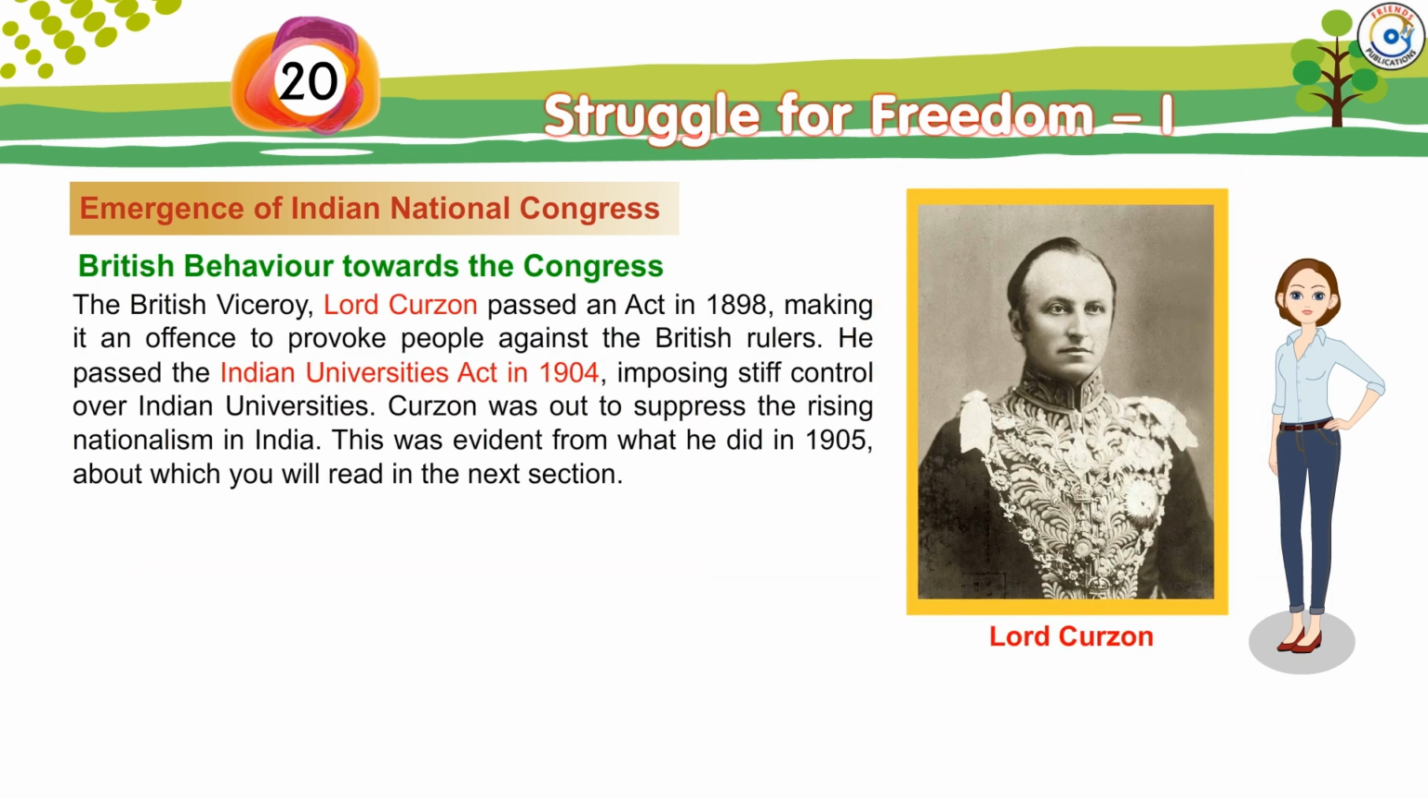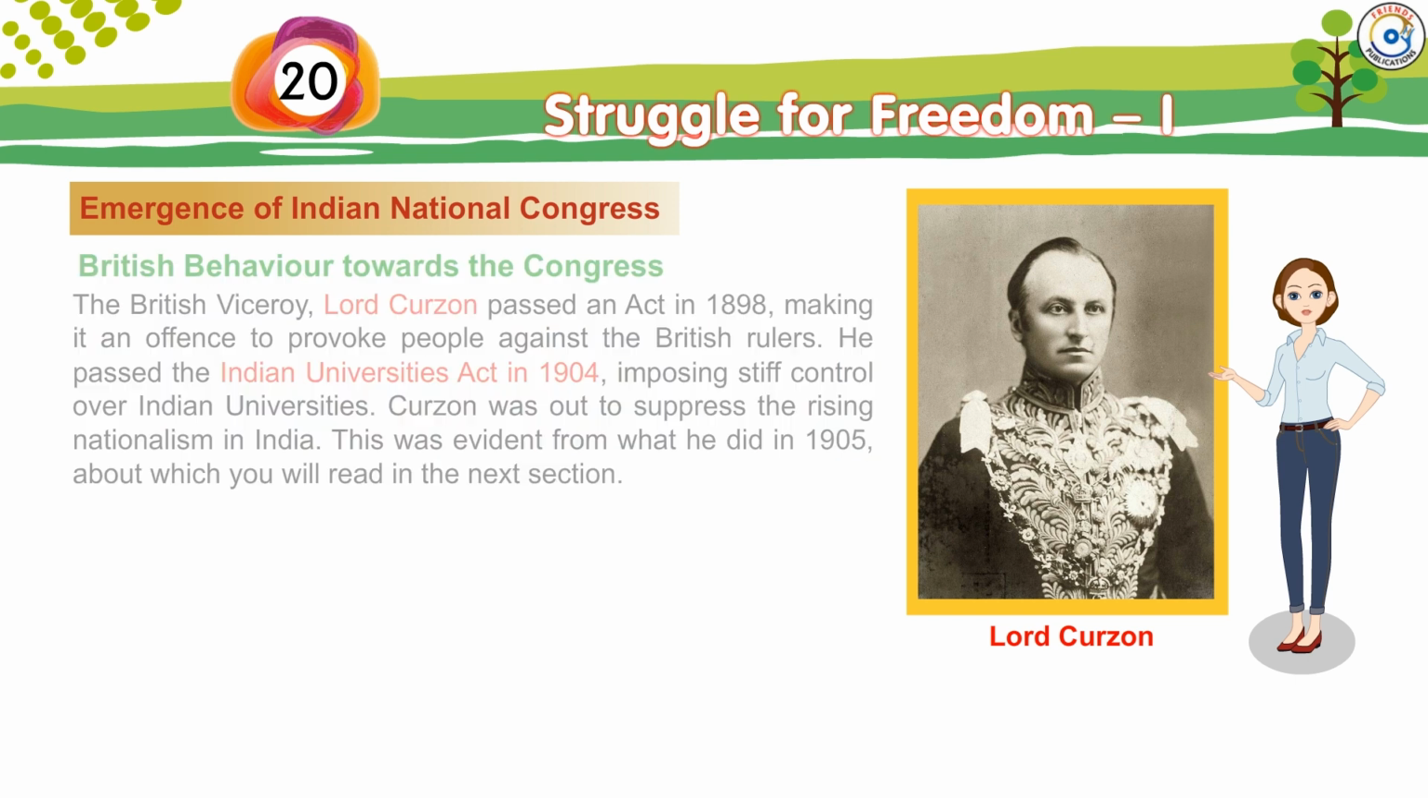The British Viceroy Lord Curzon passed an act in 1898, making it an offence to provoke people against the British rulers. He passed the Indian Universities Act in 1904, imposing stiff control over Indian universities. Curzon was out to suppress the rising nationalism in India. This was evident from what he did in 1905, about which you will read in the next section.